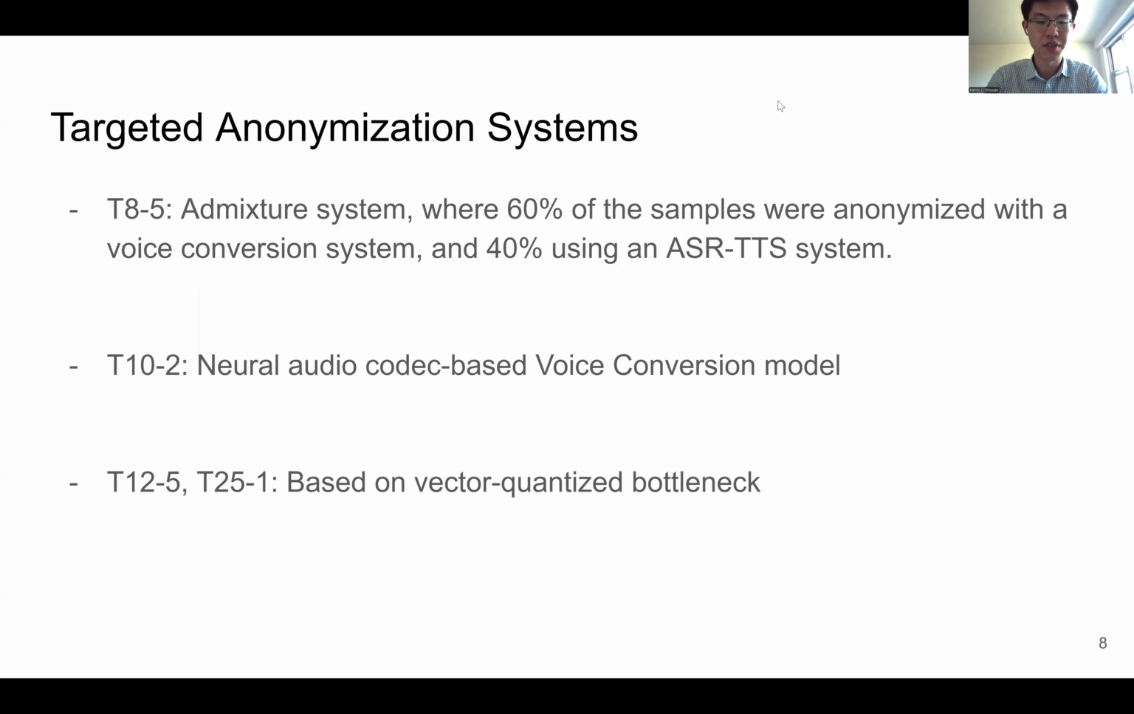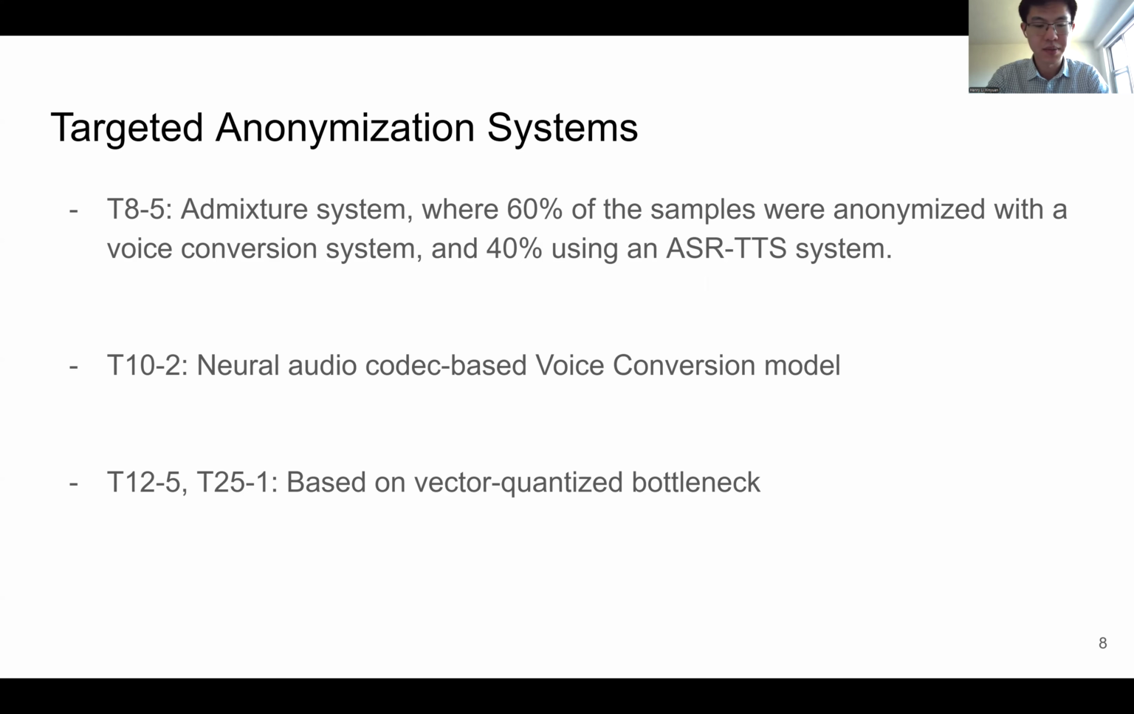Our submission to the attacker challenge targeted each of the 4 non-baseline anonymization systems. These include our own submission to the voice privacy challenge, codenamed TA-5, where each utterance is anonymized using either a voice conversion system known as kNN-VC or an ASR-TTS cascaded system. The choice between these 2 systems is randomized for each utterance. And therefore, we dubbed it the admixture system.